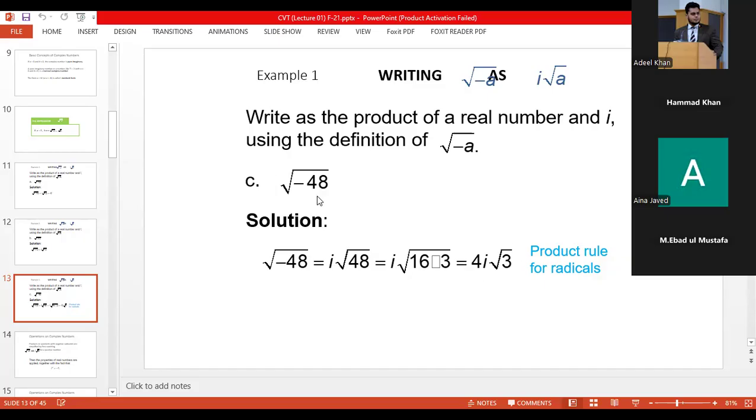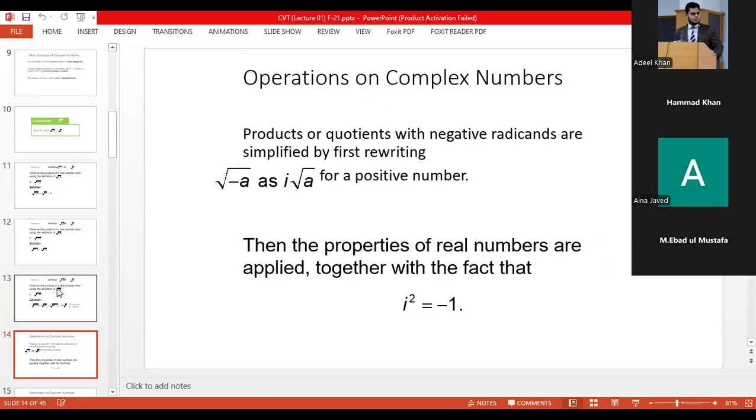So the conclusion is that the square root of minus 48 is represented in the form of 4 iota square root of 3. Hopefully, no one has any issue regarding how it converts from this to this. Further, we know the operations of complex numbers.